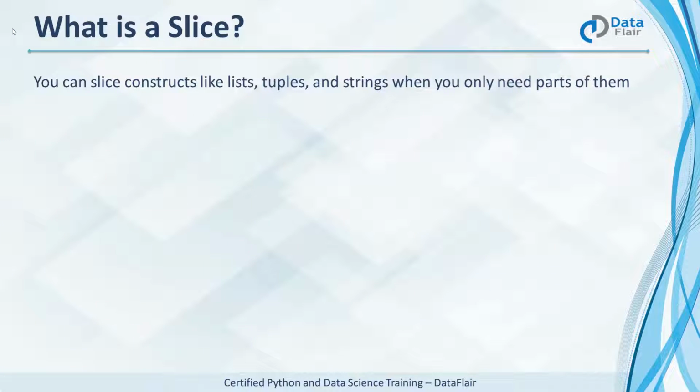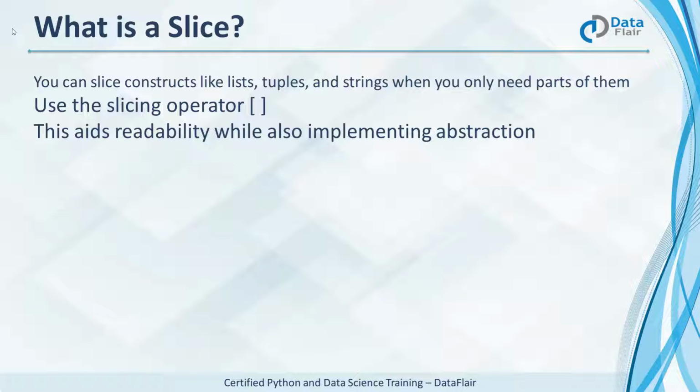So what is a slice? When you only want part of a string or a list or a tuple, not the entire thing, you slice it with the slicing operator. This lets us implement abstraction while also helping with readability.